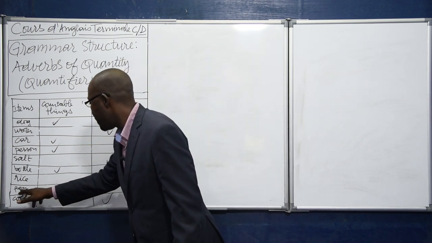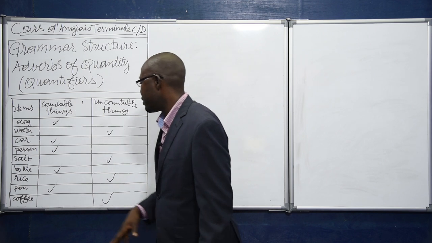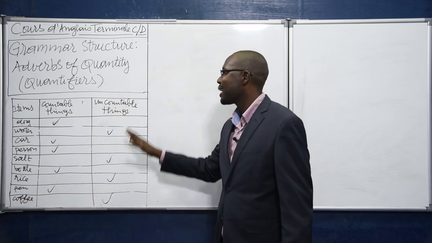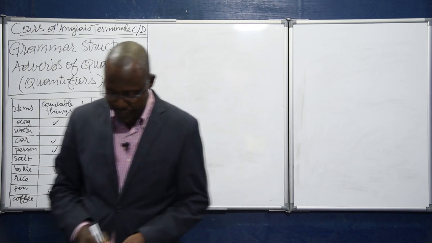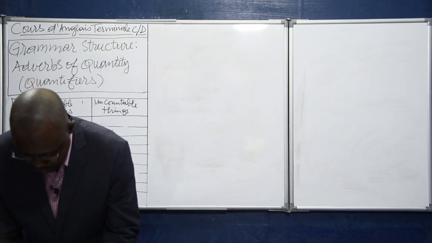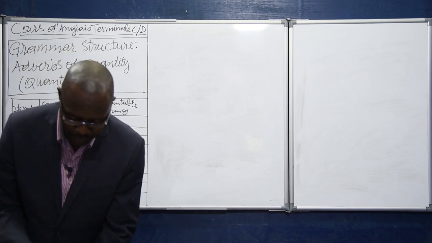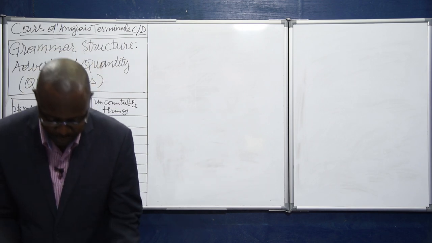The next one, pen, yes, we can count the number of pens. And coffee, we cannot count the coffee we drink. So this is the first activity. Now, what we are going to see, we are going to observe how it works.